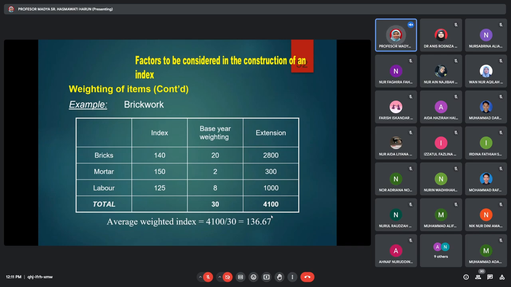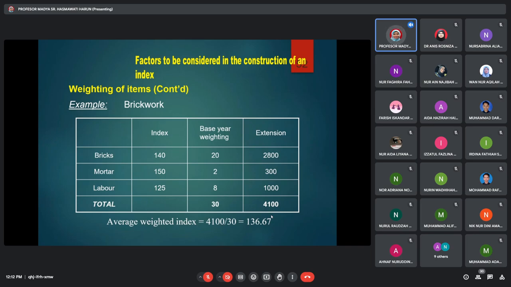Ya? Contohnya, for example, for this work, okay, bricks 2800, okay. Mortar 300, labor 1000s, and then you put against it an index ya? Base year weightage is 20, dia ikut harga base year ya? Every year naik lah, kalau 2016 20 sampai 2020 weightage 140, dia ikut base year. Mortar base year weightage dia 2, daripada 2, 3 sampailah 150 ya? Base year weightage for labor 8 ya? Sampailah 125. So those are the weightage for each and individual work according to the significant items and base year.